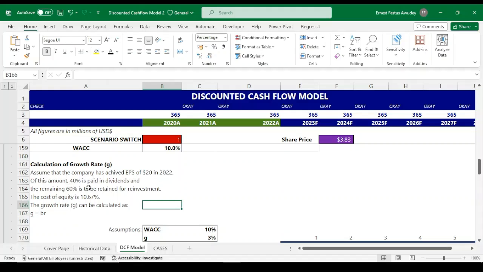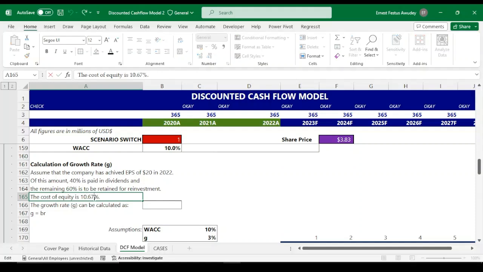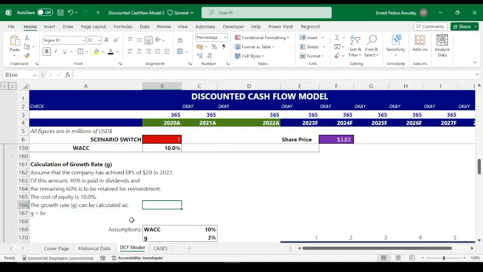Of this amount, 40% is paid in dividends, and the remaining 60% is to be retained for reinvestment. The cost of equity is 10.02, so 10.0 there. So that's our cost of equity. We can use this information to calculate the growth rate.